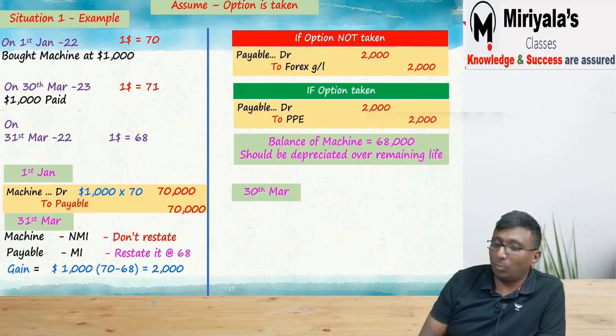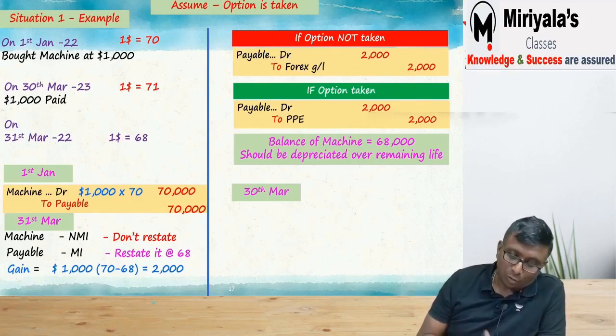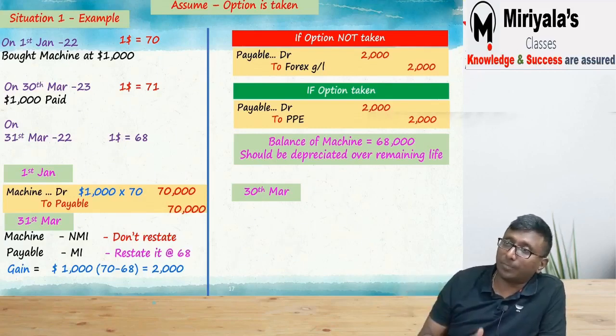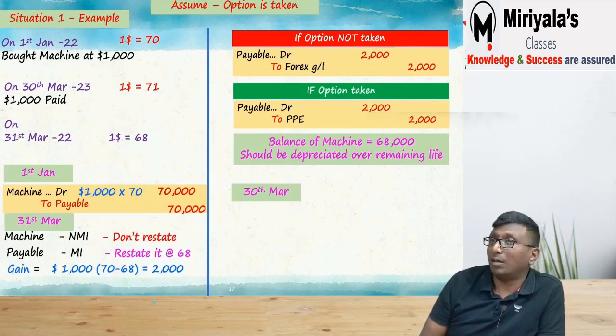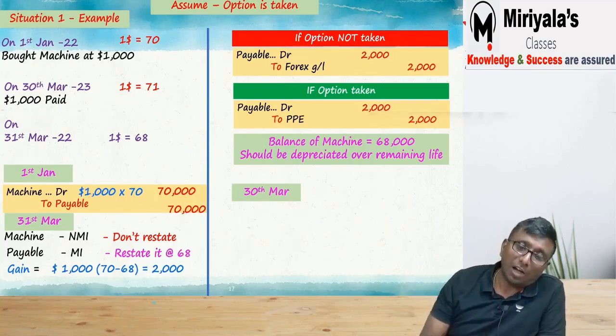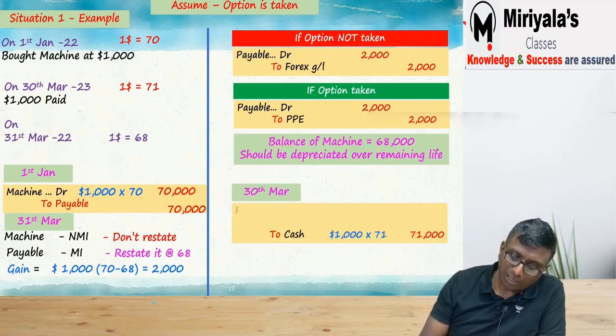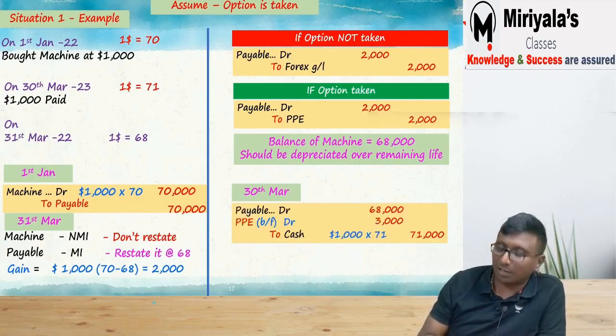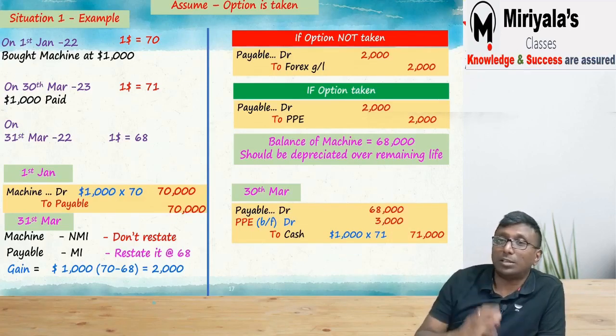Payable account debit. How much? 68,000. To cash. How much did you pay? 71,000. The difference of 3,000 rupees is a loss to you. Loss again, right? So since it is a loss, what to do? Again PPE. If you had taken this option under AS11, AS11 will say always debit or credit to PPE. Don't let the gain or loss go to the profit and loss statement. Have you understood? Like this you should have done under AS11.